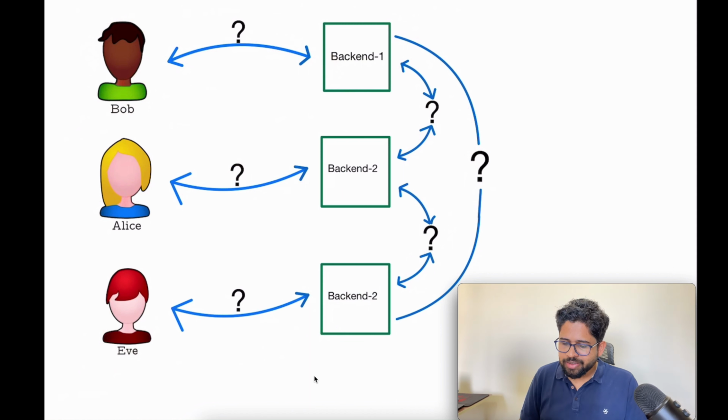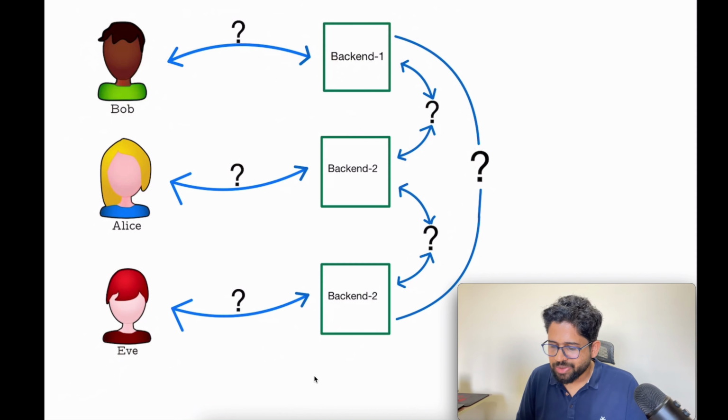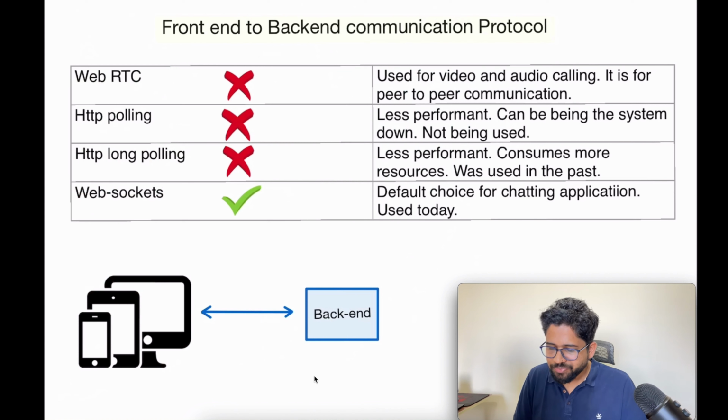So overall two layers, one is the front end layer and the other is the backend layer. First category is communication from front end to backend, and the other category is communication between the backend machines. So we'll start with the first category, that is how would front end communicate to backend, what technology they will use. So let's see that.